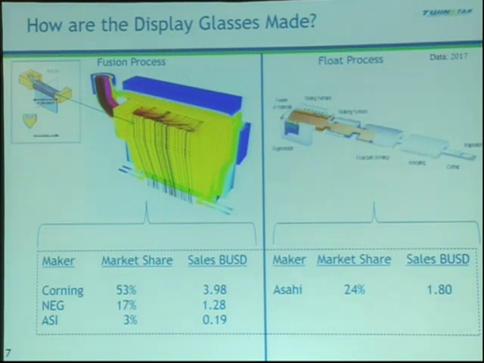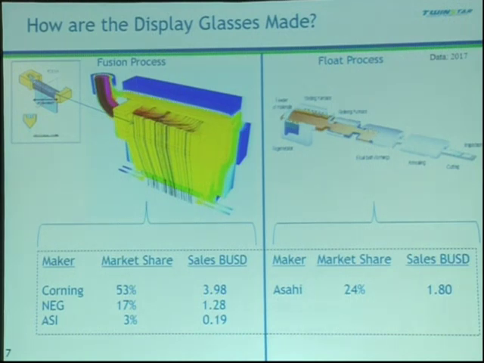While three of the four glass makers use this process of fusion, Asahi makes it by the float process. In the float process, the glass melts over molten tin, which has a density of about 6.9 gram per cc, and glass has a density of about 2.4 gram per cc. Hence, it floats on the tin bath, and when it comes out, it's pretty flat.